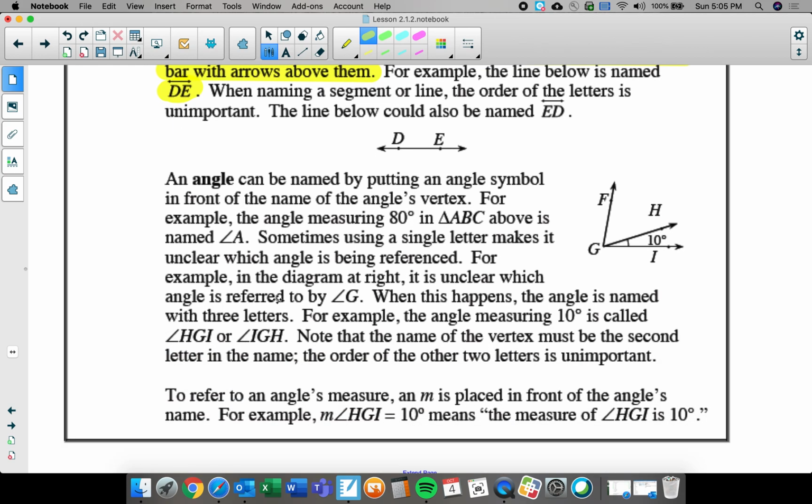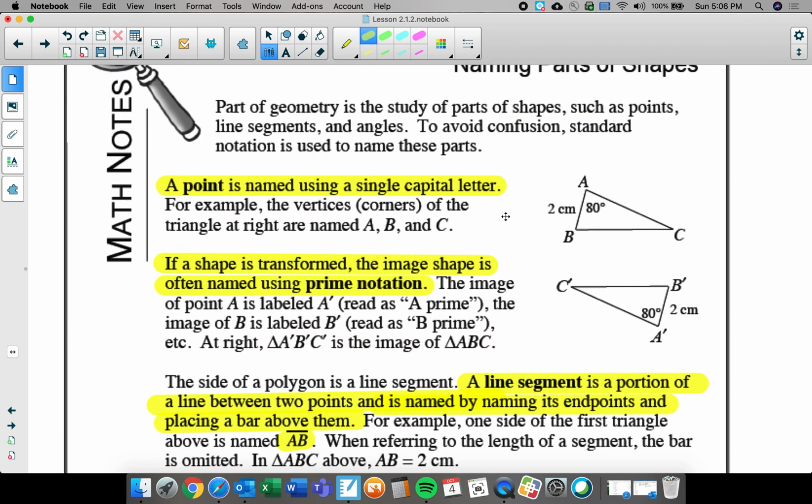And then in the last lesson, we talked a little bit about angle measures. An angle can be named by putting an angle symbol in front of the name of the angle's vertex. And remember, sometimes you can use 1 letter, other times you have to use 3. And so you notice that angle G in this problem that they're talking about is not real clear which angle G we're referring to. So in that case, we would have to either call it angle HGI or IGH. Okay? And note that the name of the vertex must be the second letter, the one that's in the middle, and the order of the other 2 letters does not matter. Okay? So just a little bit of, as you name things as we move forward or you see them moving forward, I want to make sure we highlighted some of this stuff so that you know exactly what we're talking about. Okay? Because it's really important stuff as we move on.